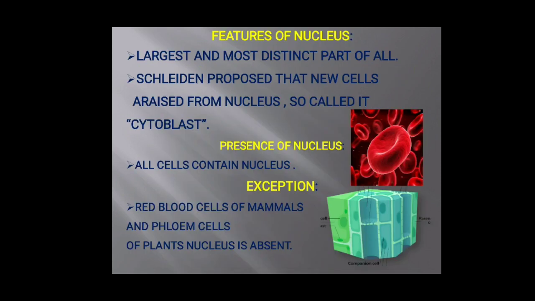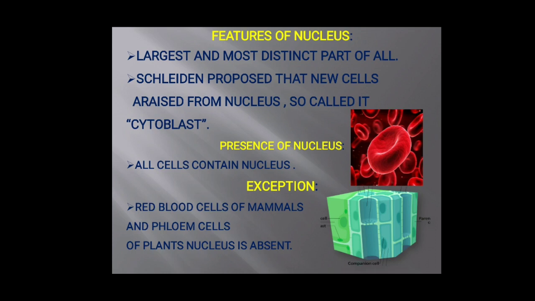The nucleus is the most important of all the cell organelles, and it is the largest and most distinct part of the cell. A scientist named Schleiden, who proposed the cell theory, called it the cytoblast because during cell division, the nucleus plays a major role.